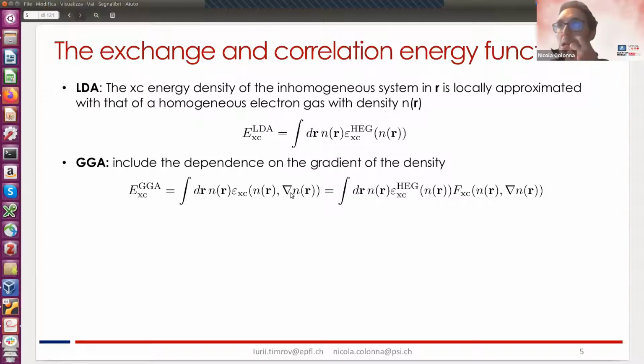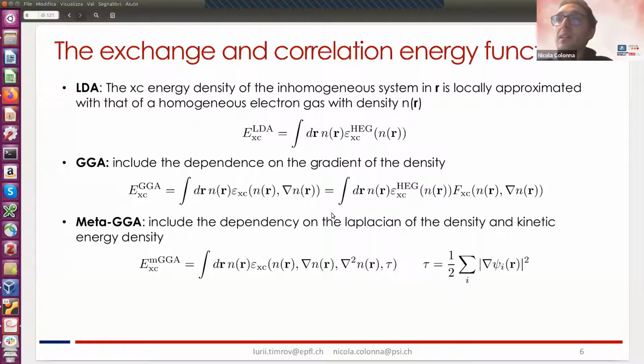While for LDA you have a unique way to compute this energy, maybe the parameterization of the energy is different, but there's a unique LDA functional. For the generalized gradient approximation, you have many, depending on the way you choose this enhancement factor FXC. And for this reason, you have many GGA approximations. Probably the most famous one is the PBE approximation.